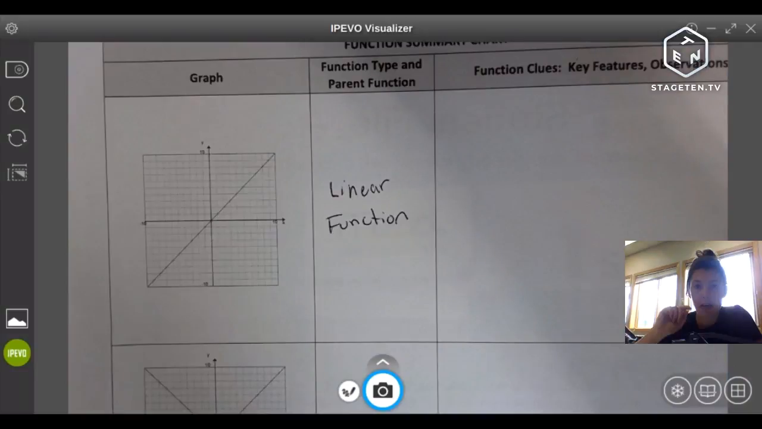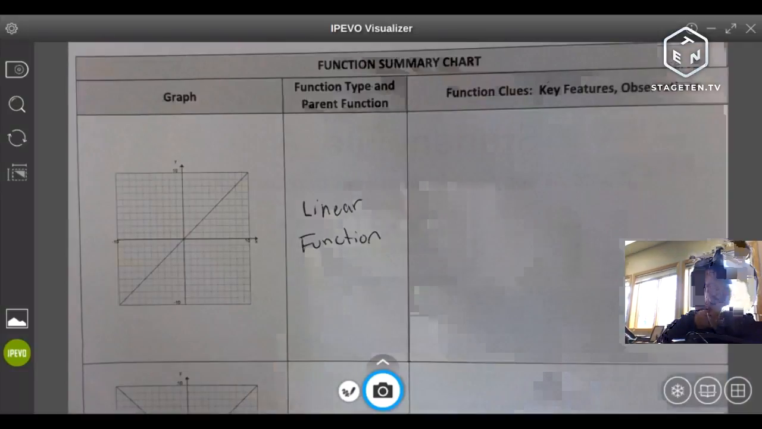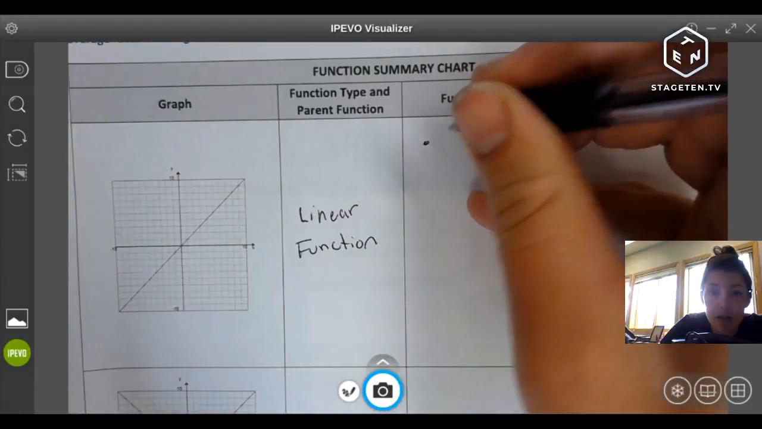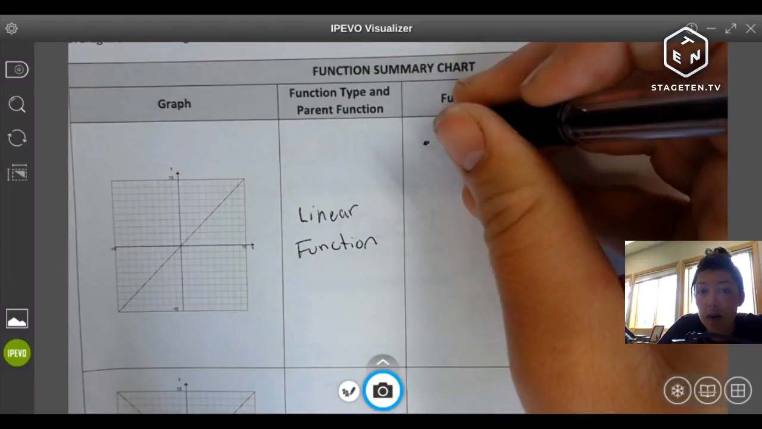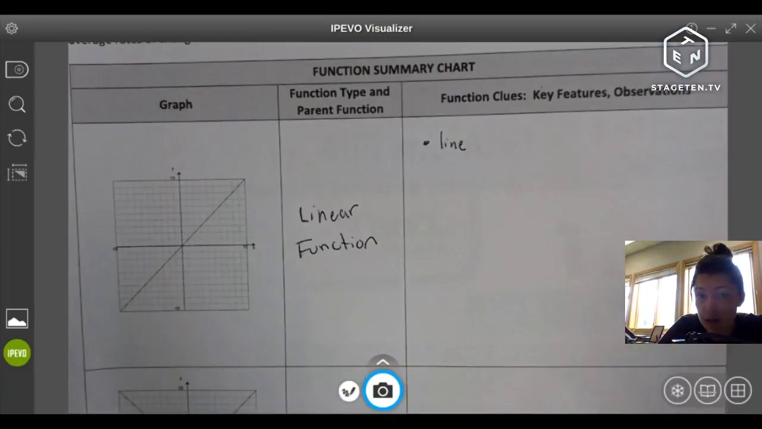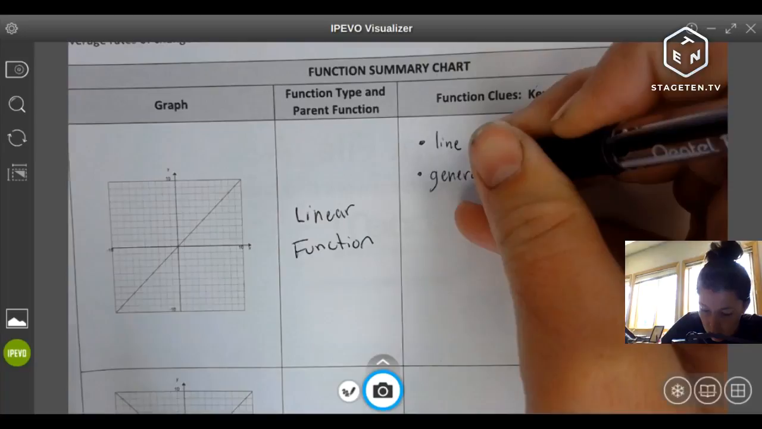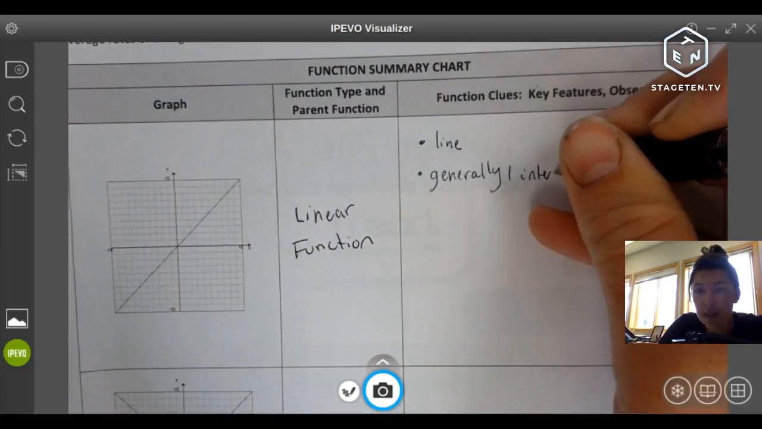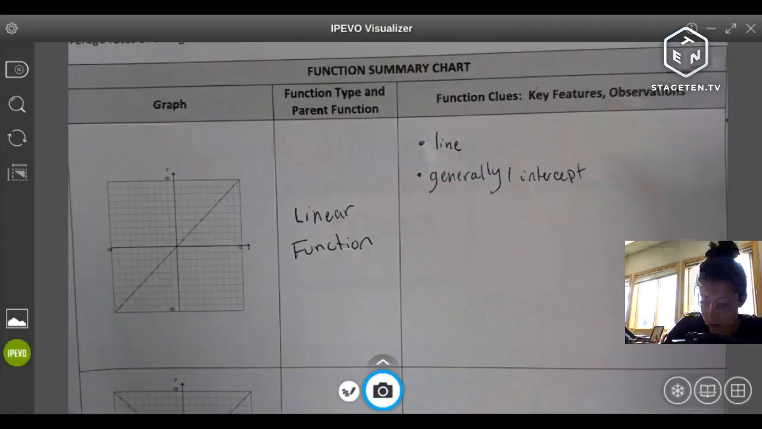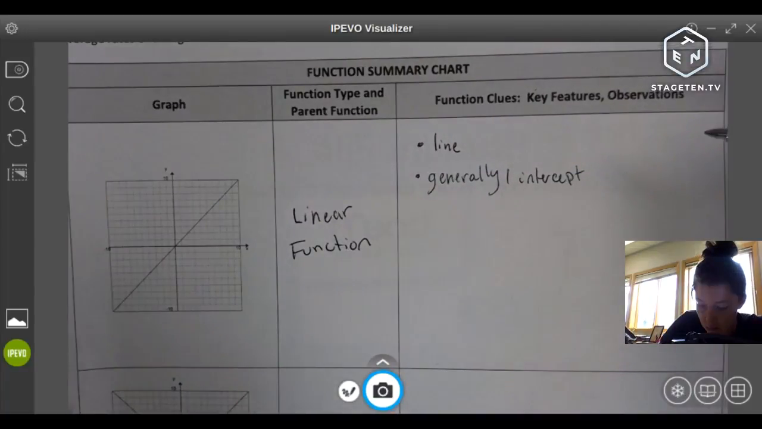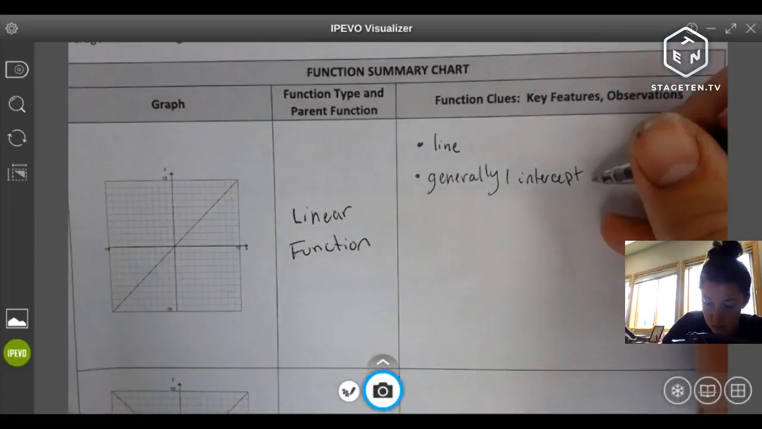All right, so let's see. Function clues, key features, and observations. What are you observing from this line? Well, like I said, it's a line. That's key feature number one. Generally, there's one intercept. There's one exception to that. It would be if the slope is 0.